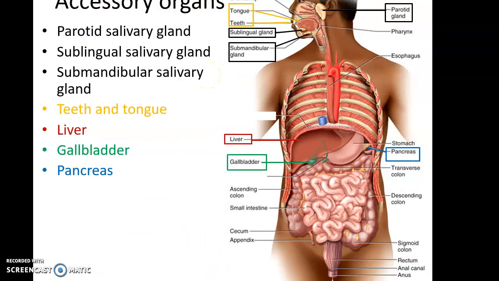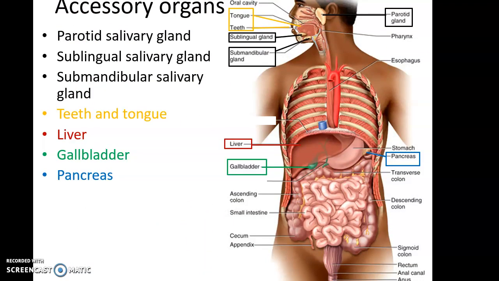For accessory organs, these include the salivary glands, the right and left parotid salivary glands near the ear, the right and left sublingual salivary glands below the tongue, the right and left submandibular salivary glands near the mandible, as well as the teeth and tongue, the liver down in the abdominal cavity, the gallbladder hanging off of the inferior surface of the liver, and the pancreas, which we can just barely see a part of, the pancreas being posterior to the stomach.